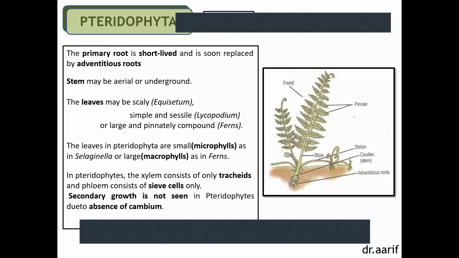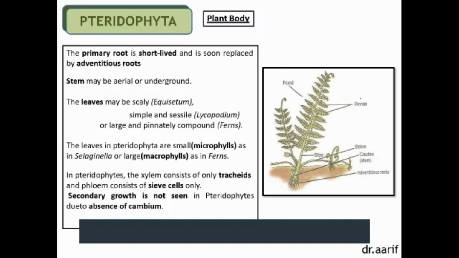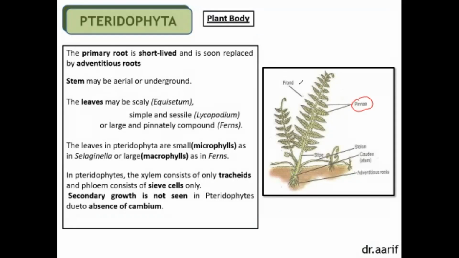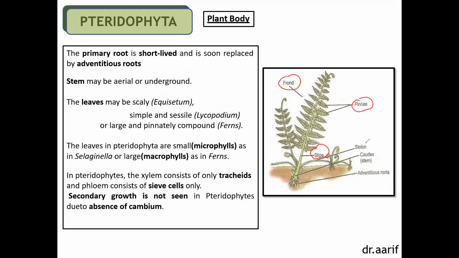इथं स्ट्रक्चर दाखवलेलं आहे बघा. So here we have the pinnae, then these are the fronds, then this is the stipe, then here we have one linkage which is going to connect the two plants. We call this a stolon.